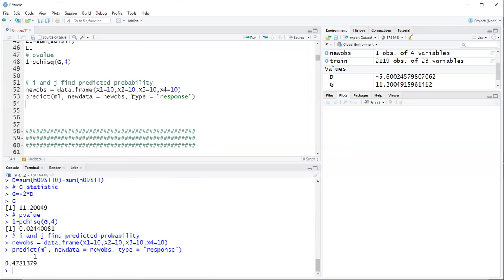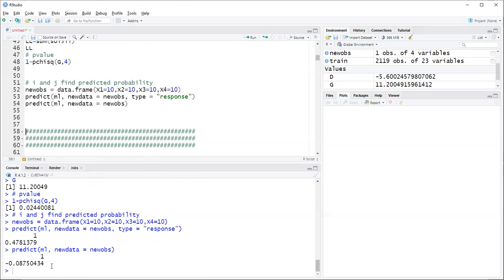So here, when you had the ordinary least squares model, maybe you didn't need to worry about this response option here, but let me just illustrate part of the importance of that. Let's get rid of it and see what this does. So it shows now negative 0.0875. What is that? Well, that's the log odds, if you will.